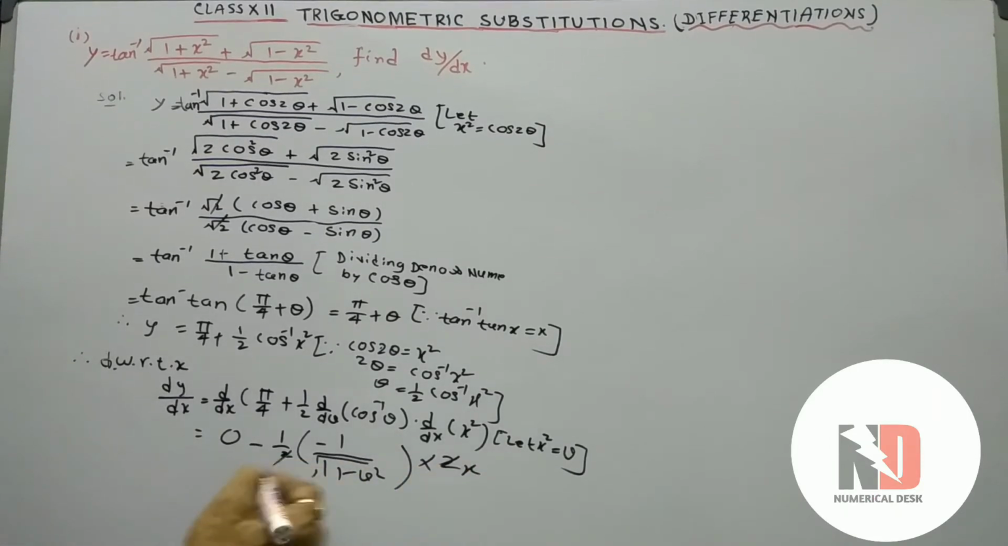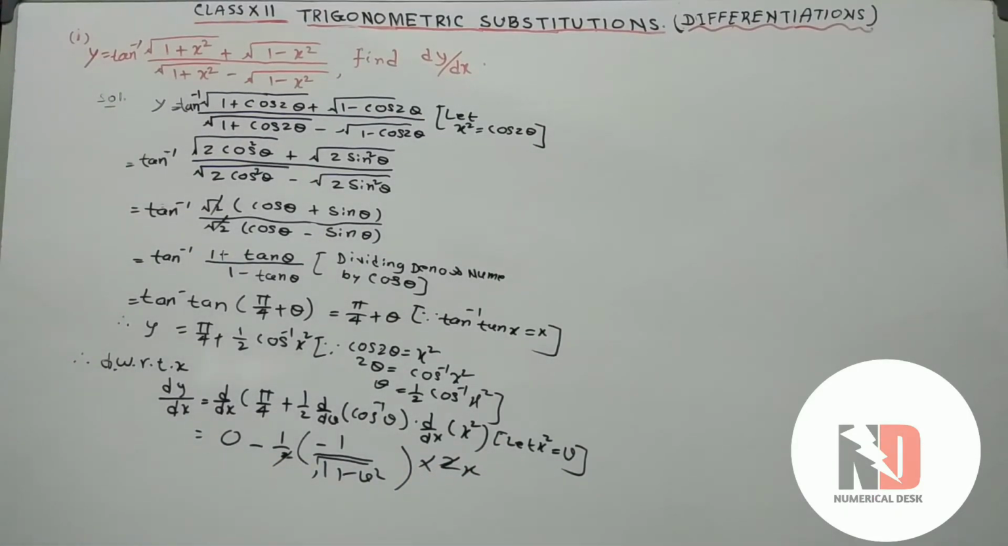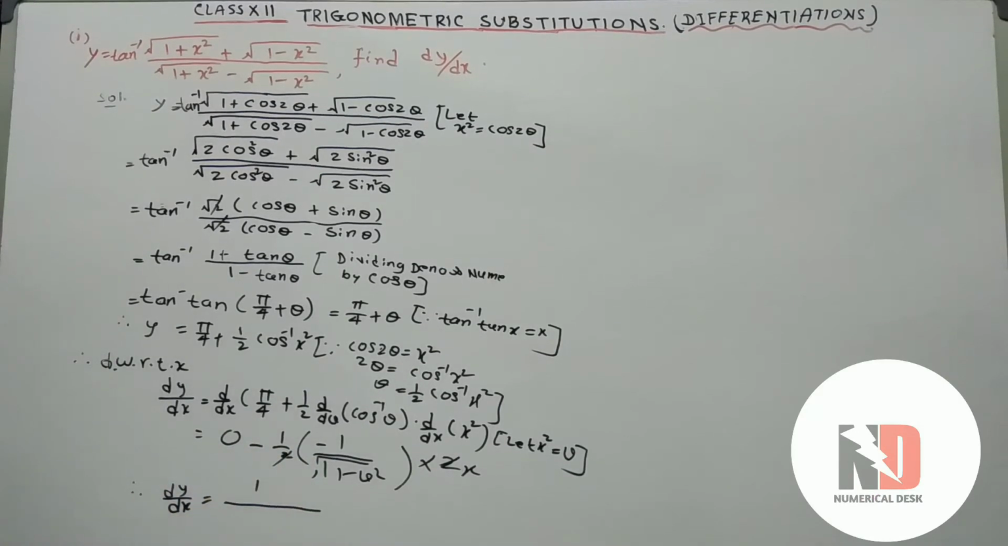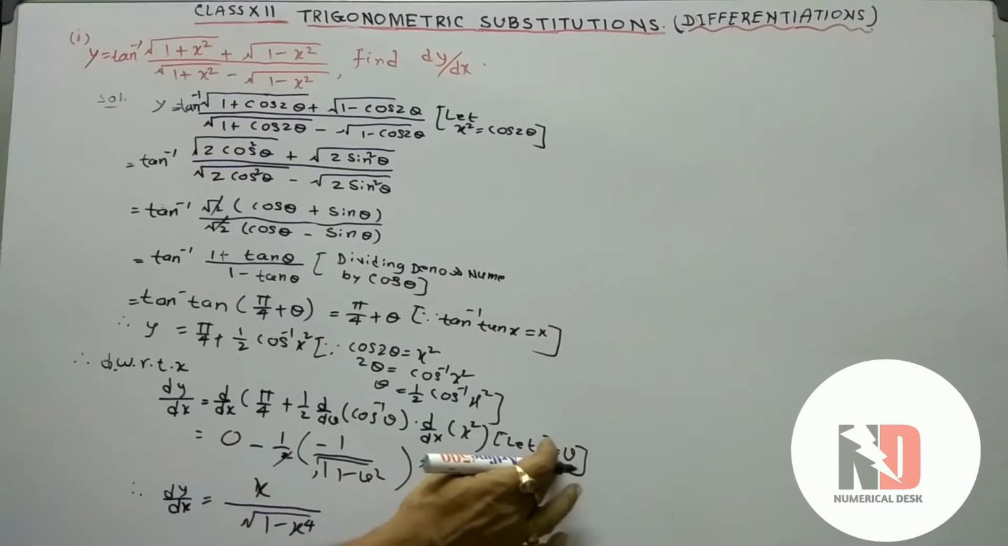Very carefully follow the chain rule. So let us rearrange it. Minus minus, dy by dx equal to 2x, minus minus becomes plus, putting the value of v, it is plus 1 over root over 1 minus x to the power 4. Hope this is the answer.